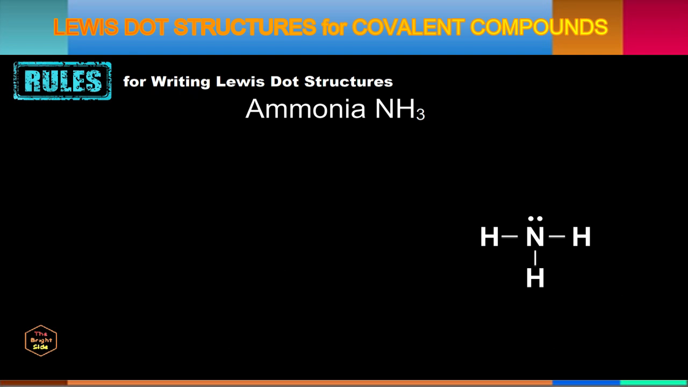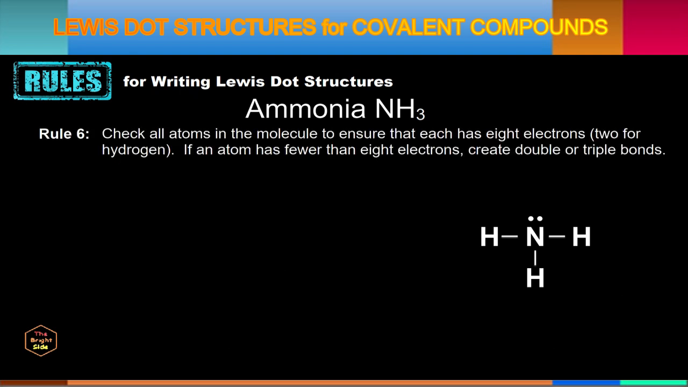Finally, we'll apply Rule 6, which states, check all atoms in the molecule to make sure each one has 8 electrons, with the exception being hydrogen, which only requires 2. If an atom has fewer than 8 electrons, we'll need to create double or triple bonds. It's also important to point out that double bonds only exist between carbon, nitrogen, oxygen, and sulfur.